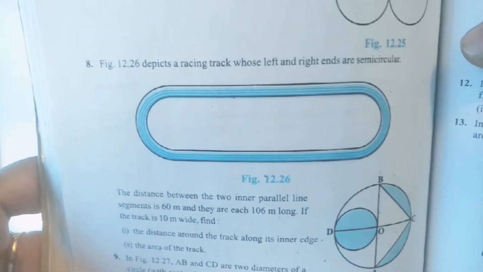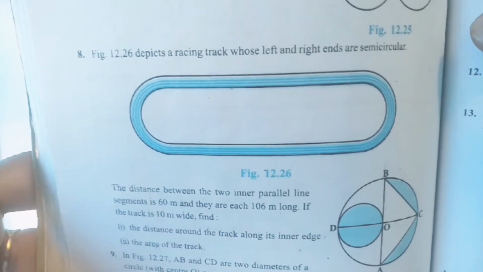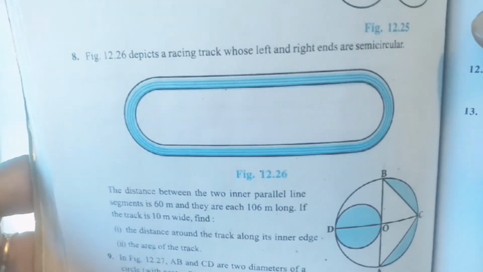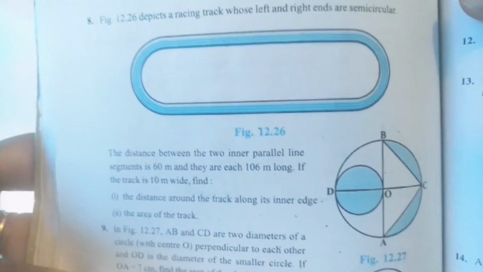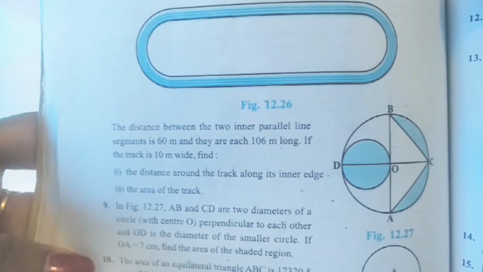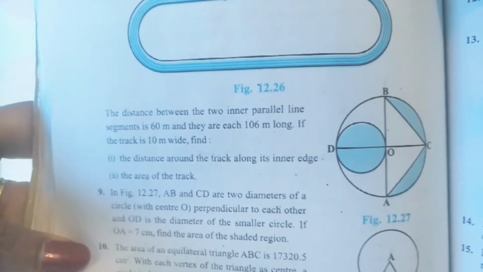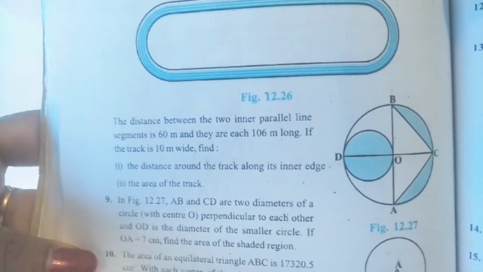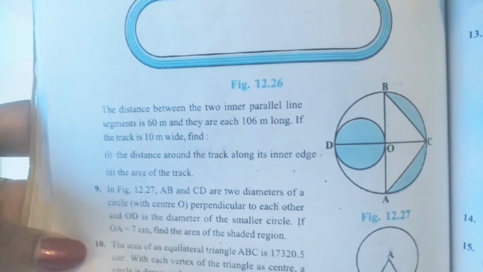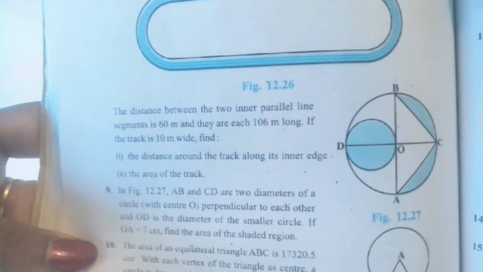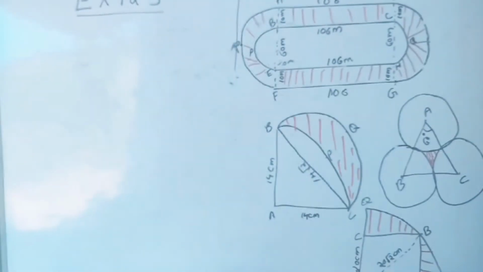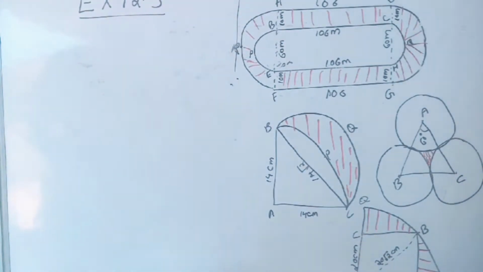Figure 12.26 depicts a racing track whose left and right ends are semicircular. The distance between the two inner parallel line segments is 60 meter and they are each 106 meter long. If the track is 10 meter wide, find the distance around the track along its inner edge, and the area of the track. First we need to find out the distance around the track along its inner edge.